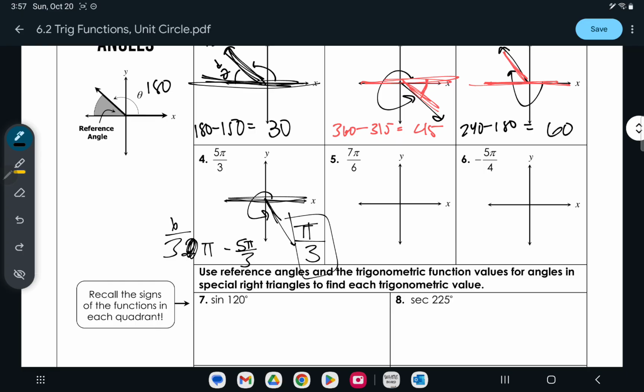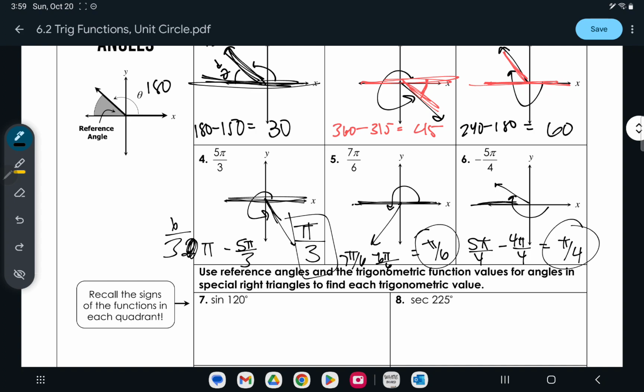Pi over 3. 7 pi over 6 is over here. So I can do 7 pi over 6 minus pi. I can make that 6 over 6 to be common denominator. I'm left with pi over 6. Negative just tells you the direction. And we can take 5 pi over 4 and subtract off pi. So I'm going to do 4 pi over 4. So I get pi over 4.